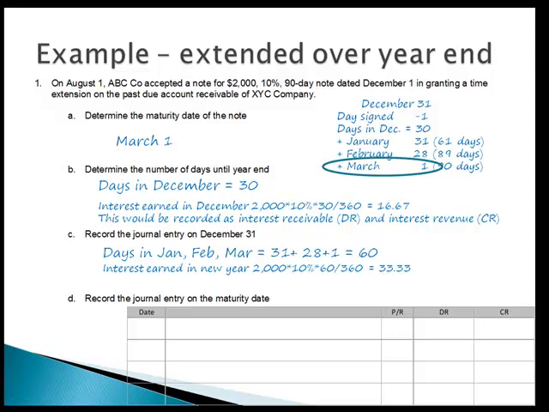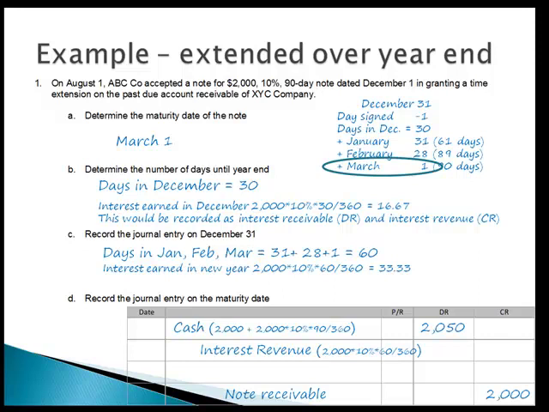So on the maturity date, close out notes receivable. Credit to notes receivable for the whole amount of the note. We're going to debit cash for the entire amount of the note plus all the interest, so $2,050. Now the tricky part is, how do we split up this $50? What you want to do is record interest revenue, but only for the amount that was earned in the new year.